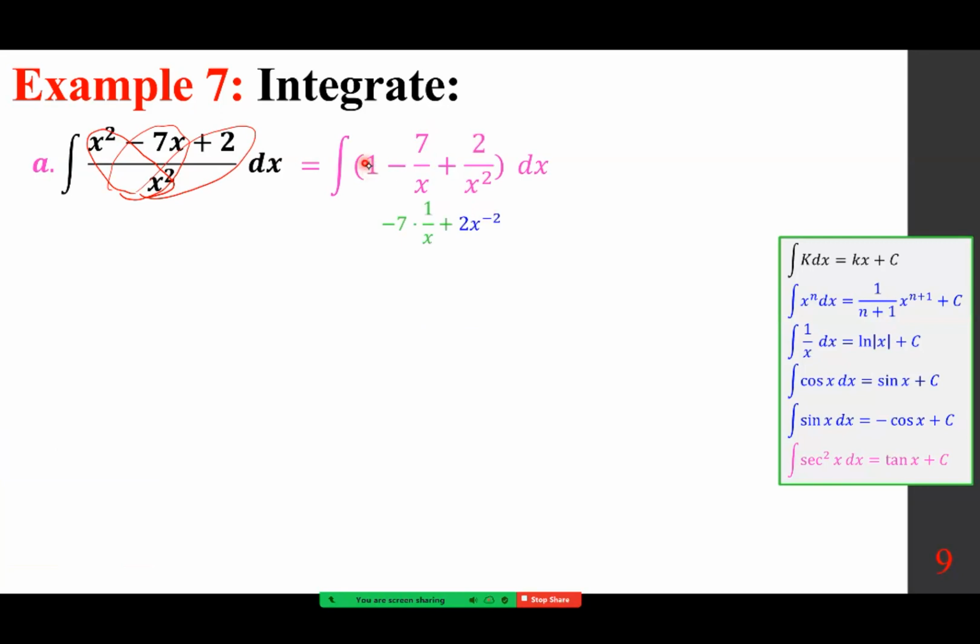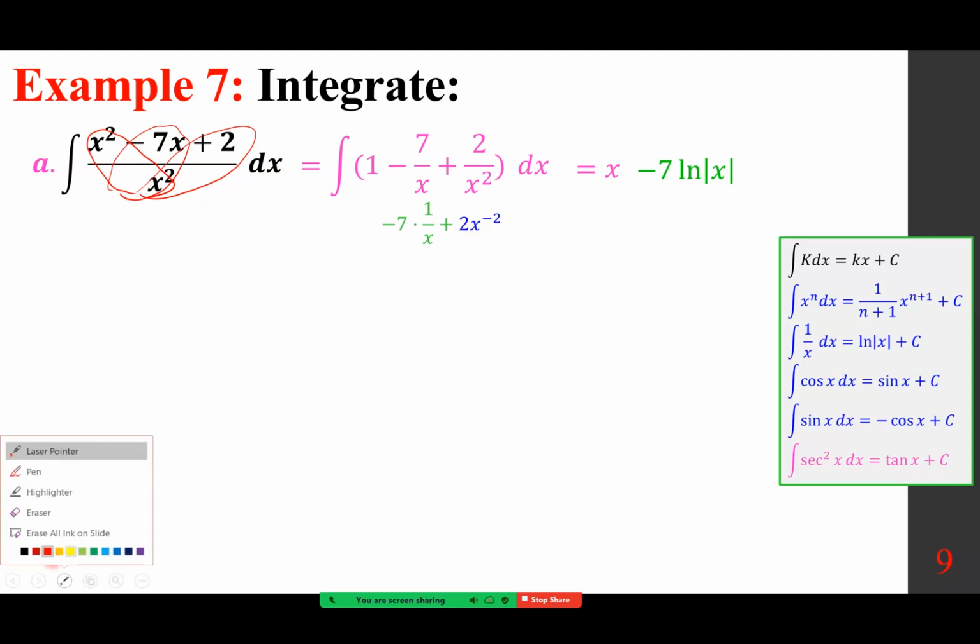So 1 gives you simply x because it's dx. This one gives you minus 7 ln x in an absolute value. What about this one? Let's work on it. Although we've seen it many times, it's 2 over minus 2 plus 1 x to the power of minus 2 plus 1. And as you know, minus 2 plus 1 is negative 1, so minus 2x to the power of negative 1. So minus 2 over x plus a constant.